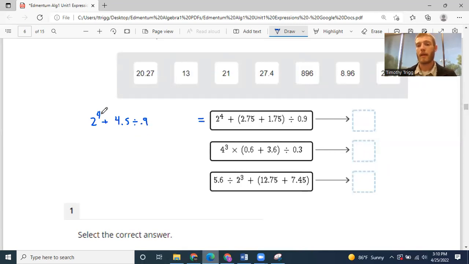2 to the power of 4, that means 2 times 2 times 2 times 2. So 2 times 2 is 4, times 2 is 8, times 2 is 16. So that's 16 plus, and then I'll go ahead and do this division as well. So 4.5 divided by 0.9 is 5. 16 plus 5 is 21. So this one, the 21, this would be click and drag to this one here.